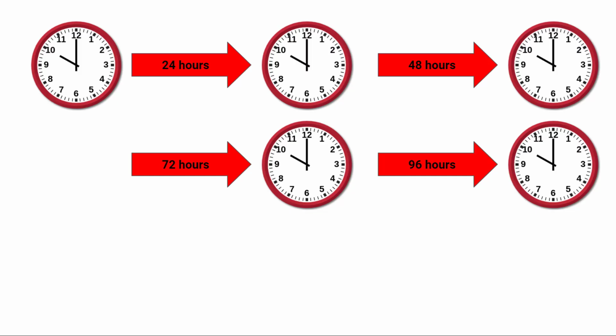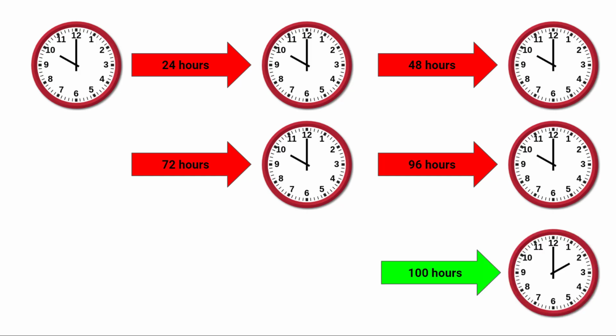100 hours is 4 full days plus 4 extra hours. And it's really only the 4 extra hours that matters here. In 96 hours, it will still be 10 a.m., and in 100 hours, it will be 4 hours after that, or 2 p.m. What does this have to do with division, you ask?